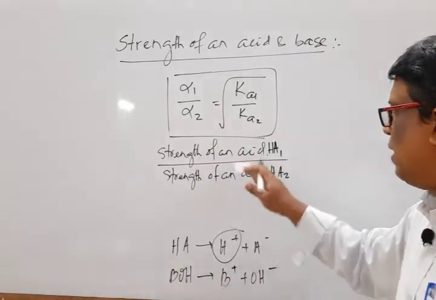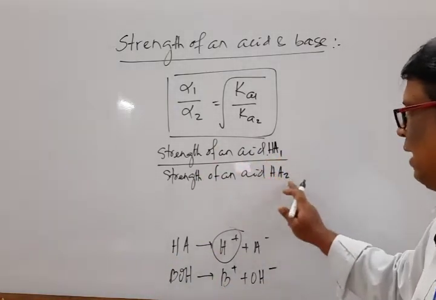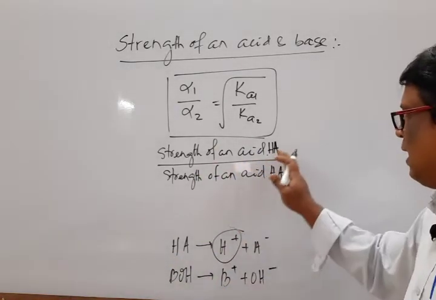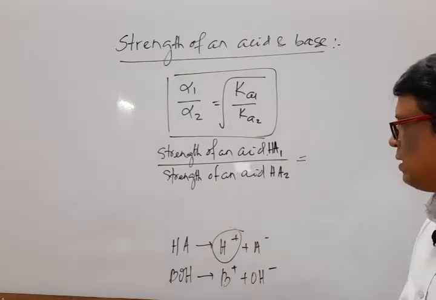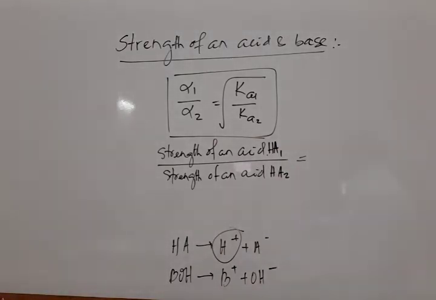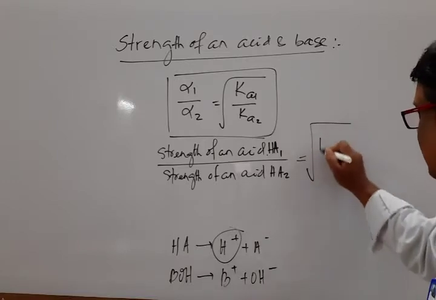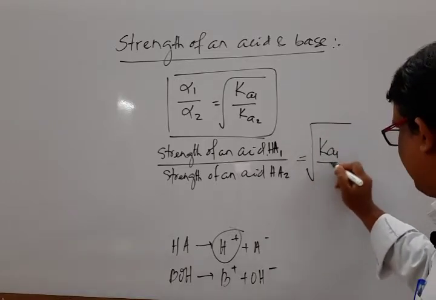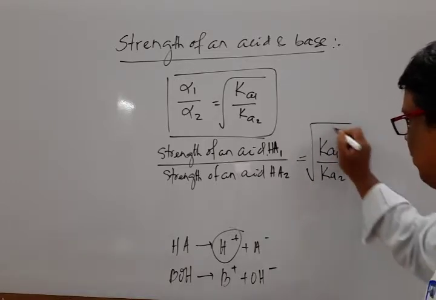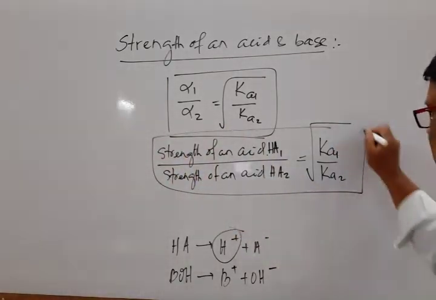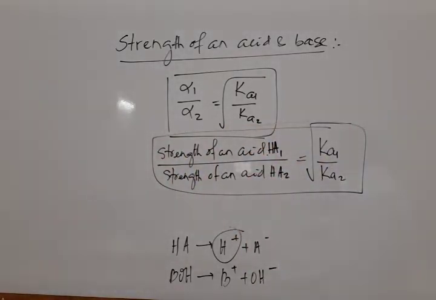Mark that if there are two acids HA1 and HA2, then the strength of acid HA1 by the strength of acid HA2 is equal to the square root of the dissociation constants Ka1 by Ka2. This is the relationship to measure the relative strength of weak acids and weak bases.